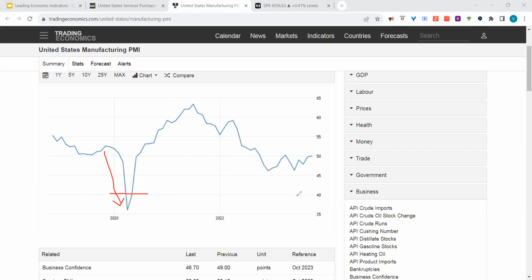But post this, it started to jump back, gained full steam, and was back in its expansionary mode above 50, and it continued. Currently, if you see, the PMI is hovering somewhere around the 50 to 45 range. This is the manufacturing PMI, again indicating that yes, there is a growing tendency in the economy, and there's not much contraction taking place.